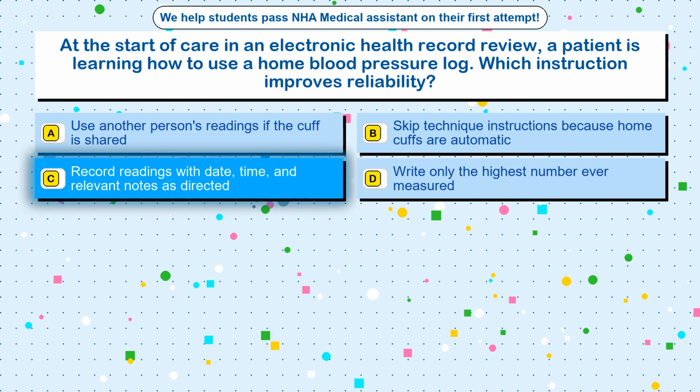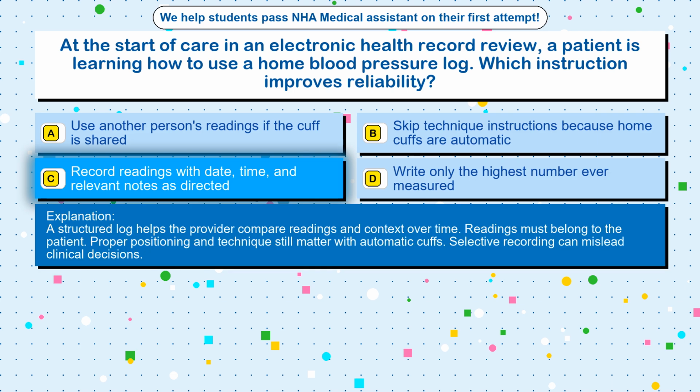The correct answer is option C, record readings with date, time, and relevant notes as directed. A structured log helps the provider compare readings and context over time. Readings must belong to the patient. Proper positioning and technique still matter with automatic cuffs. Selective recording can mislead clinical decisions.